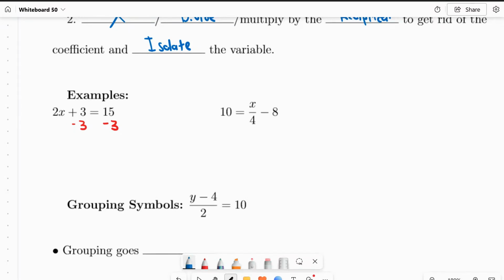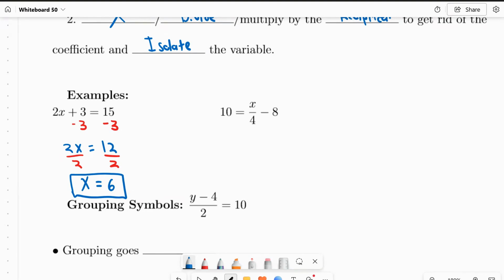So on my left side, my 3's are going to cancel out, which leaves me with 2x equals 15 minus 3, which is 12. Now I'm going to perform inverse operations to get rid of my coefficient, which in this case is 2. So right now I have 2x, so that just means 2 times x. So to undo my multiplication, I'm going to use division. So I'm going to divide both sides by 2. That's going to give me x equals 6 as my final answer. You know you're at your final answer when the variable is all by itself.